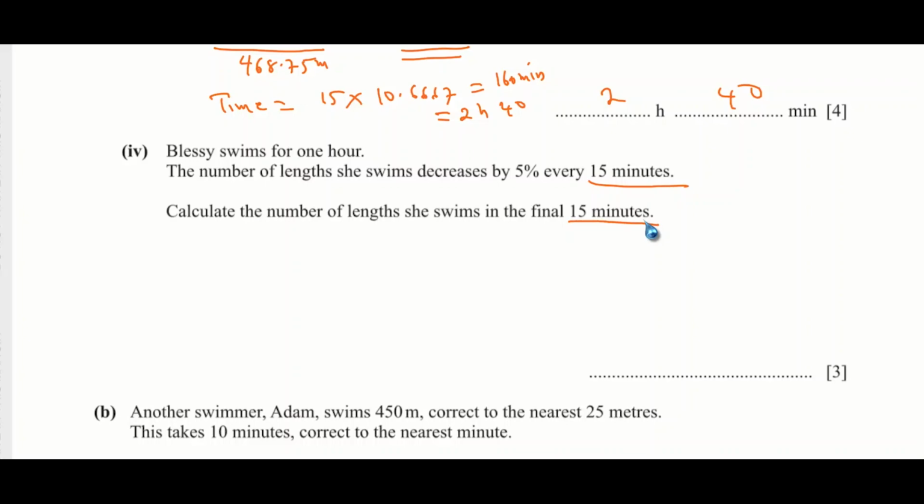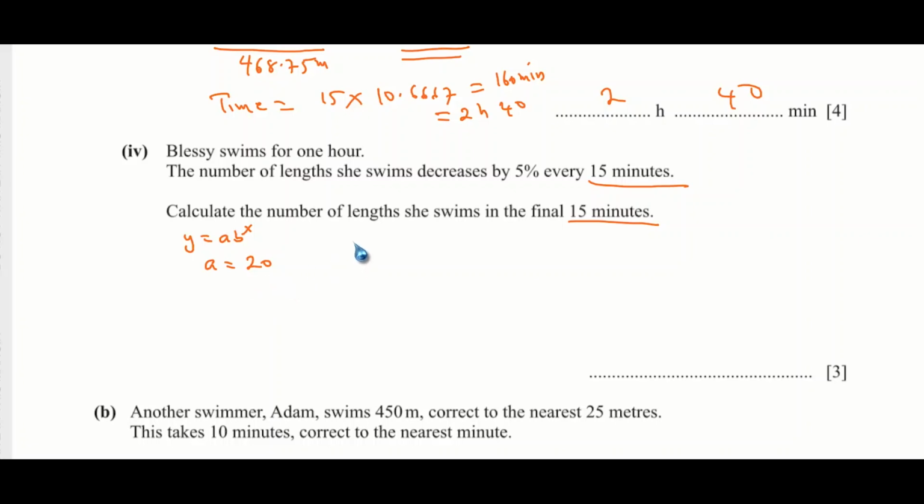Okay, so don't forget that the length she swims decreases by 5% every 15 minutes, and that will be exponential decay. So we can use this: y is equals to ab to the power of x. That's where a is the actual one. So if you go to Blessy, the swimming length of Blessy is 20. Okay, that's the number of lengths, 20. So if you go to the table, I've visited this several times, so I know it's 20, so I don't need to go back.